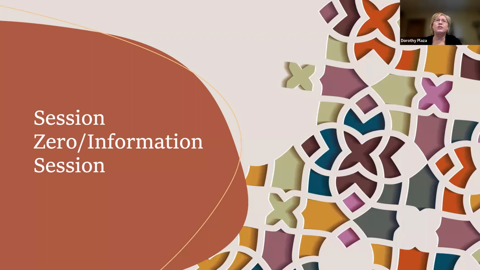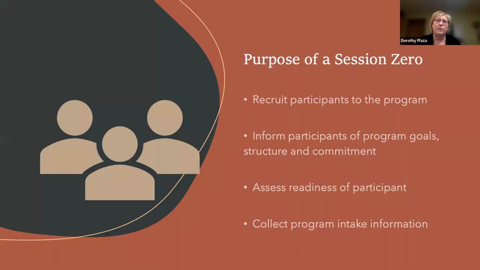So having to do with retention and having to do with recruitment, we're going to talk about session zeros. You might be familiar with what session zeros are, and you might not be. So a session zero is an information session. Basically, it's used to recruit participants to your program. And so, what's included in that session zero? Well, that's really up to the program. What do you want to include?